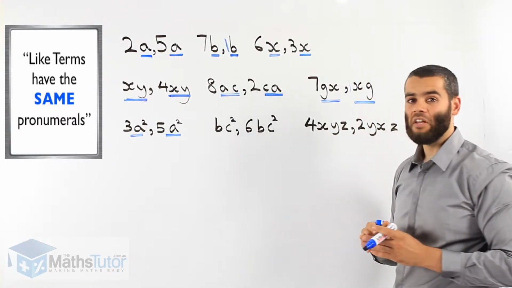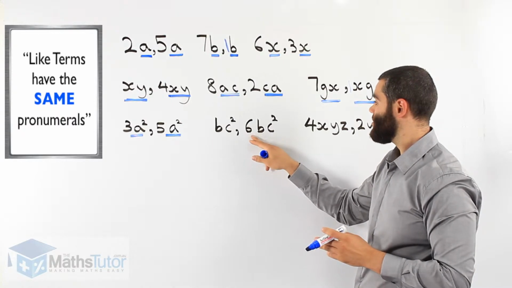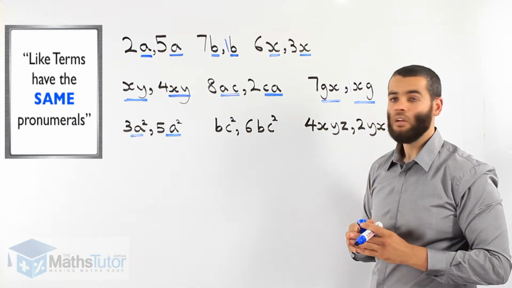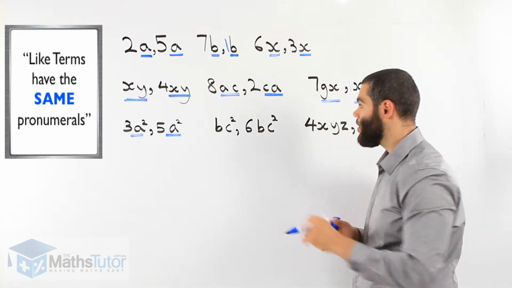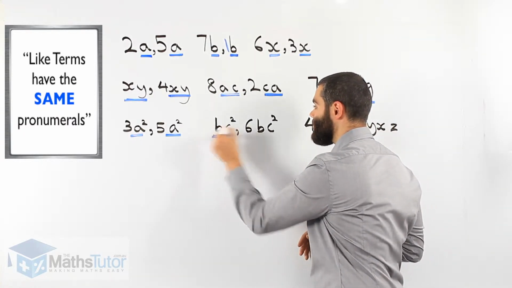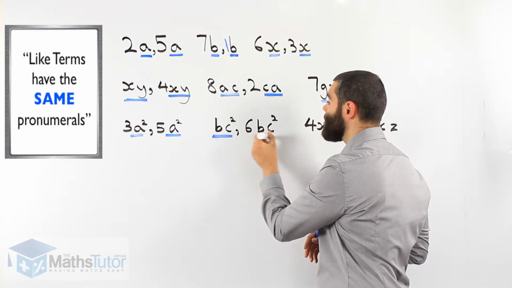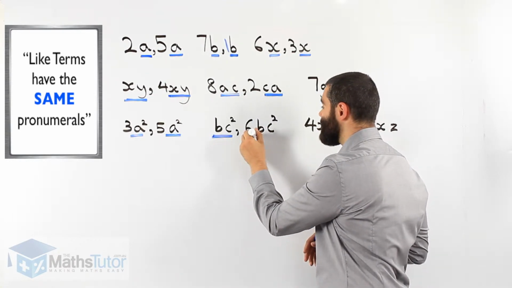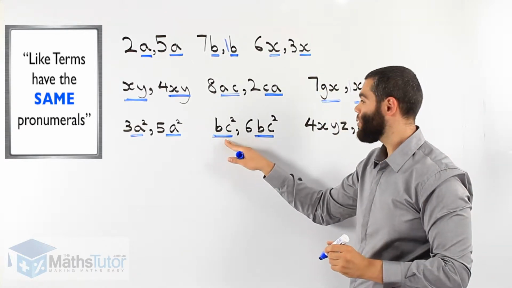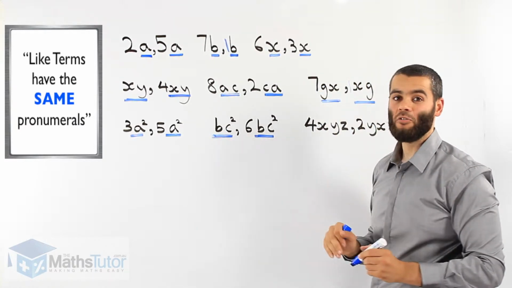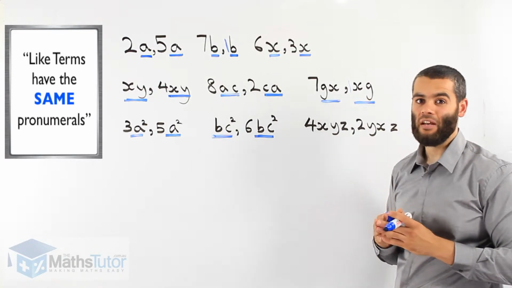BC squared is another example. And we have 6BC squared. These here, we ask, are they like terms? Well, we have BC squared here and 6BC squared here. So we have a BC squared and a BC squared. Yes, BC squared and 6BC squared are like terms. They can be added or subtracted.